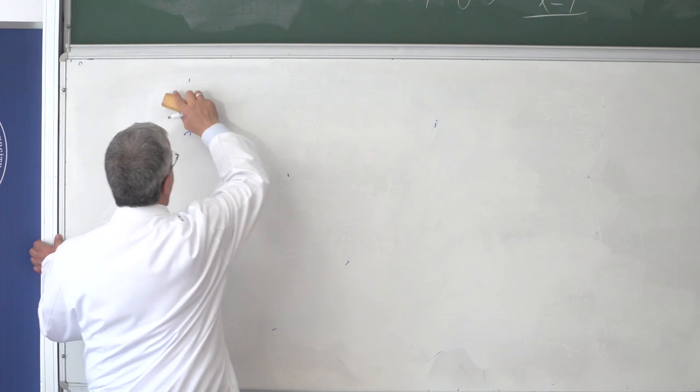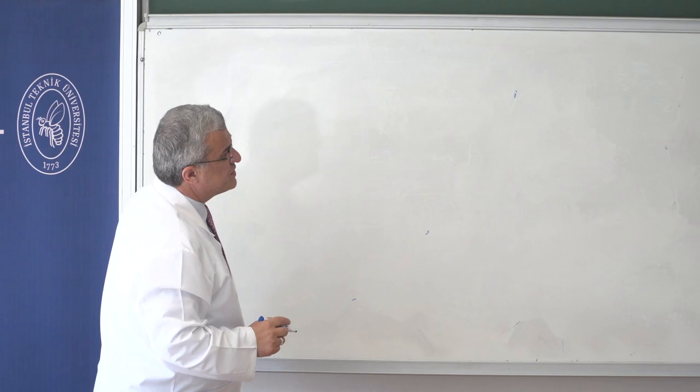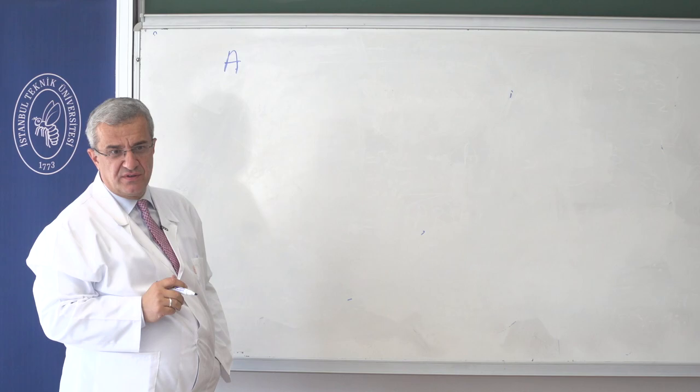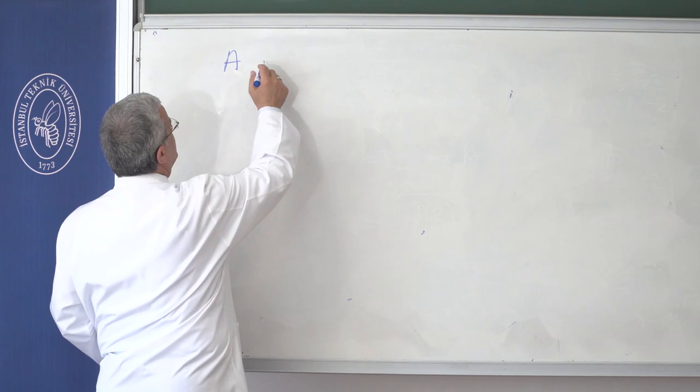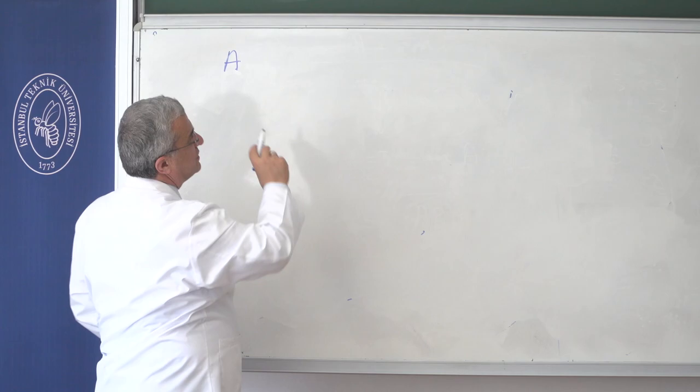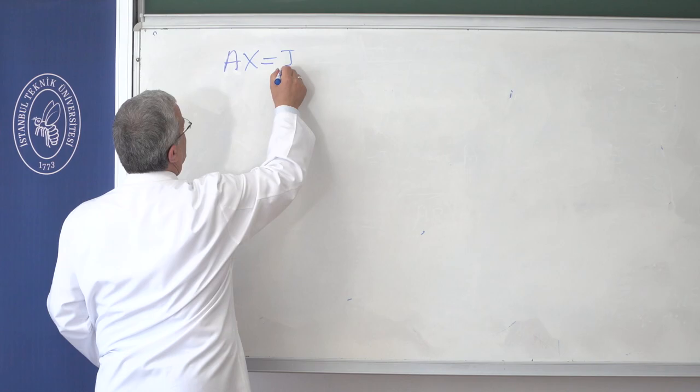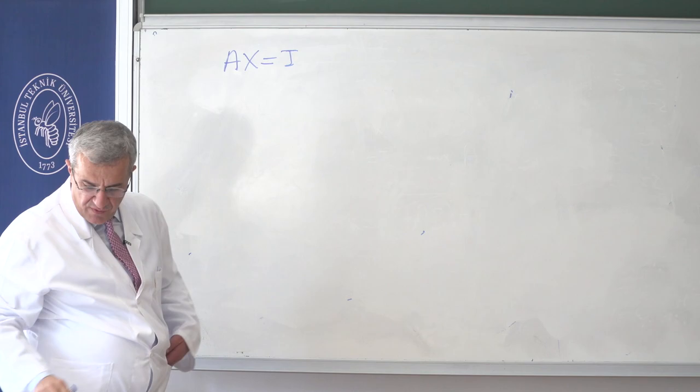So what you do is this is the Gauss-Jordan method. What we say is just start with, this is what we are trying to solve: AX is equal to I, right? AX is equal to I. So we will now extend that.